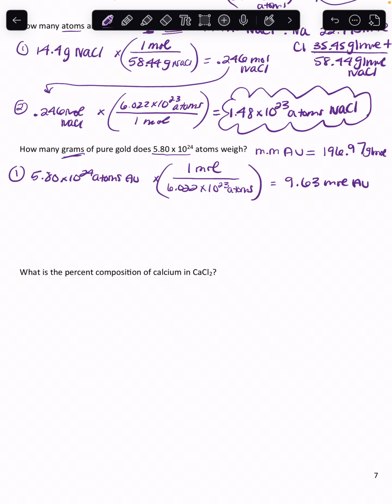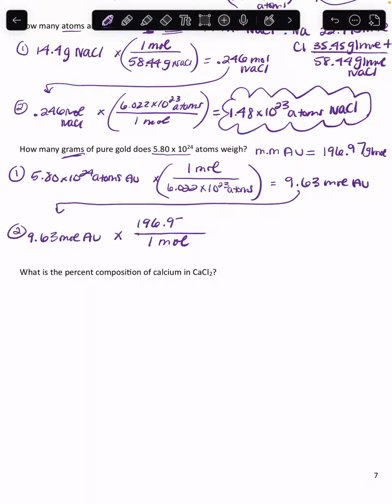All right, and now I'm going to take this number of moles, and that's going to be the beginning of step number 2, which would be, I got 9.63 moles, and I have to take it back to grams. So I'm going to multiply this. I'm going to put 1 mole on the bottom because I want it to cancel. And then I'll use my molar mass of gold on the top.